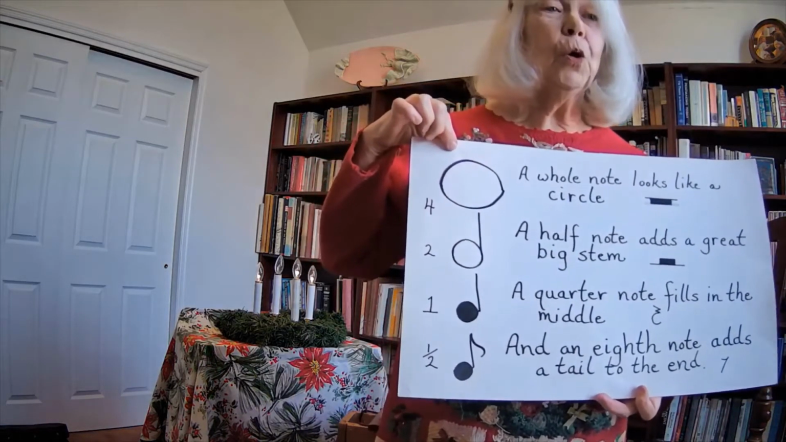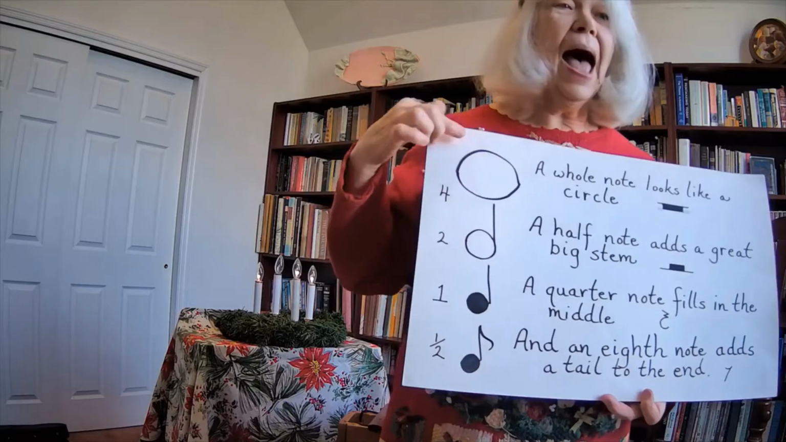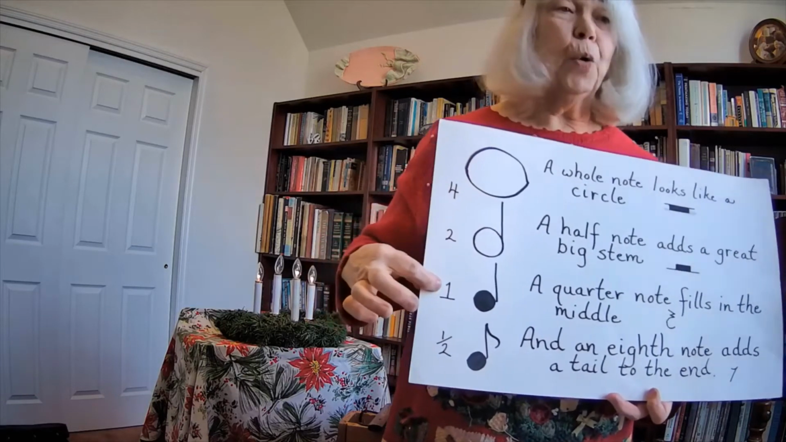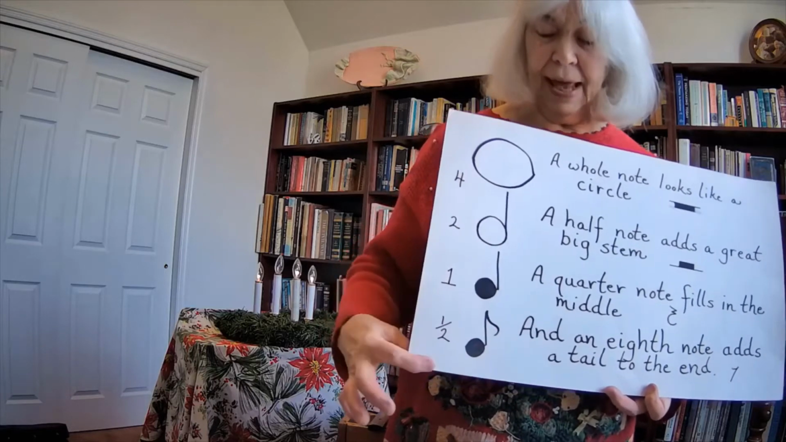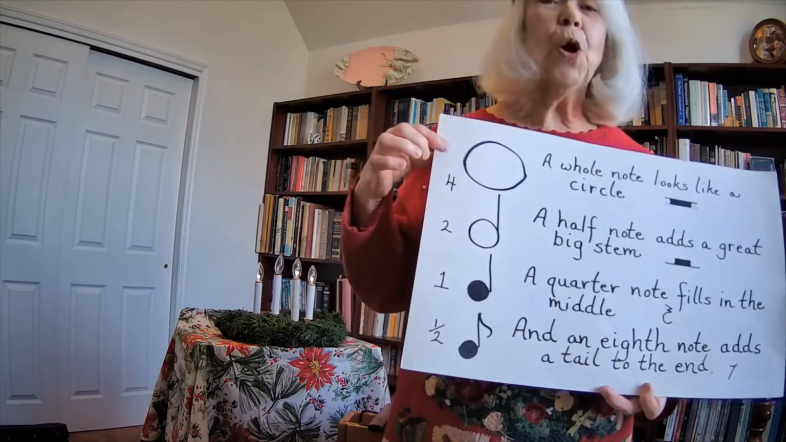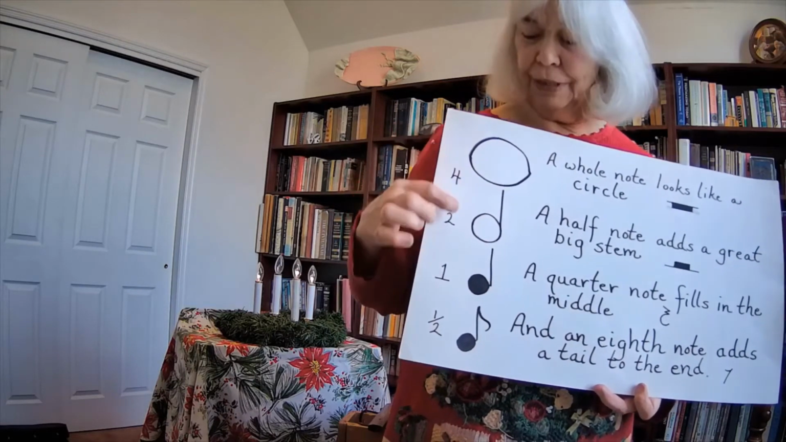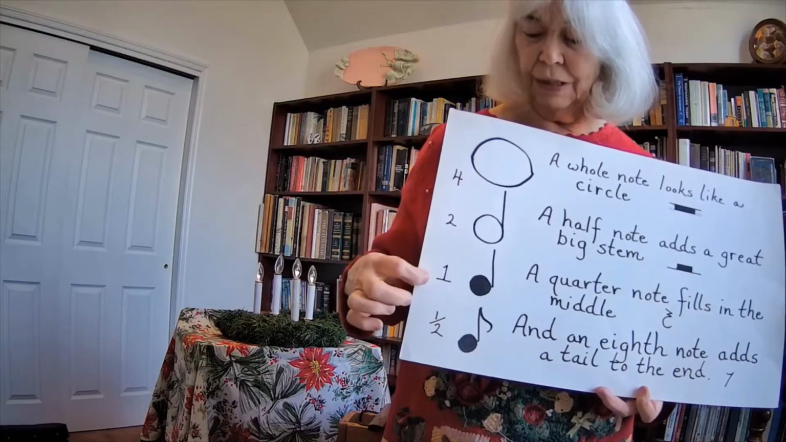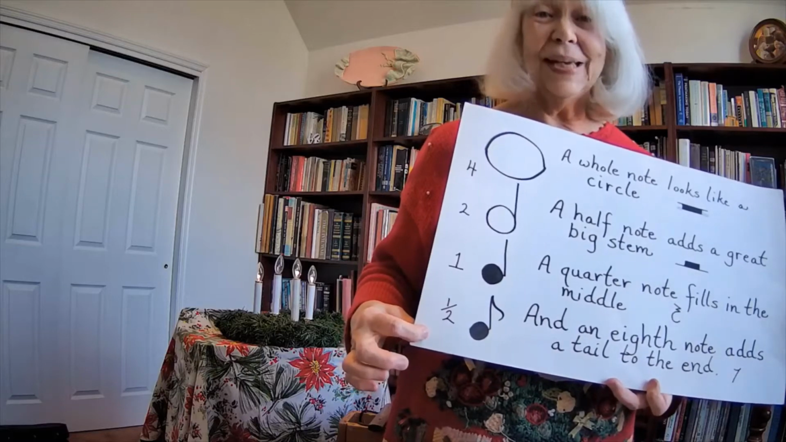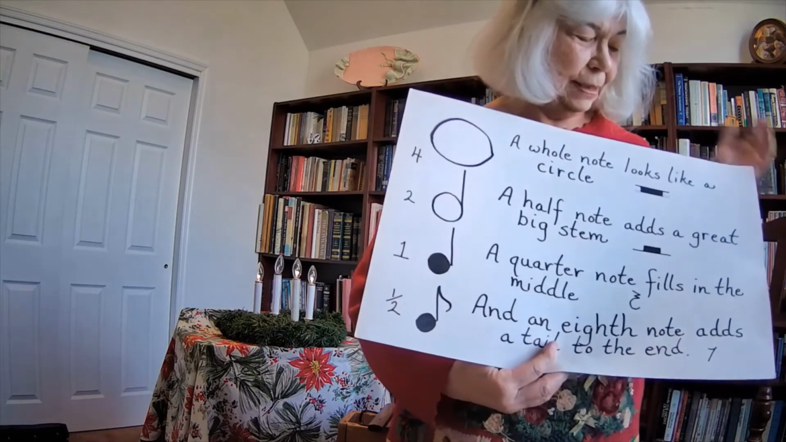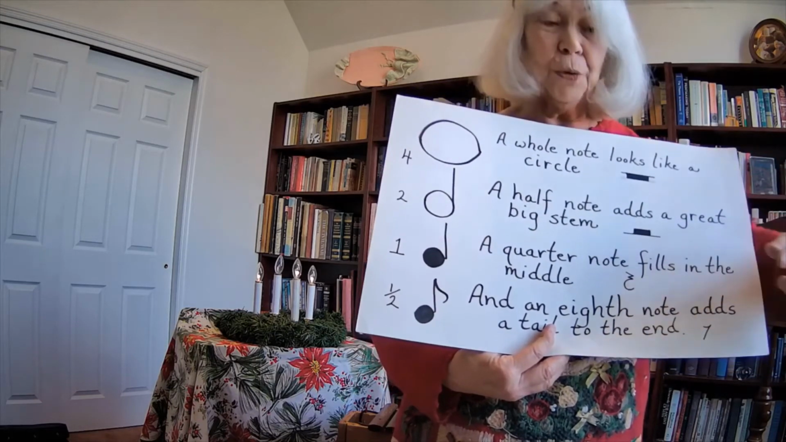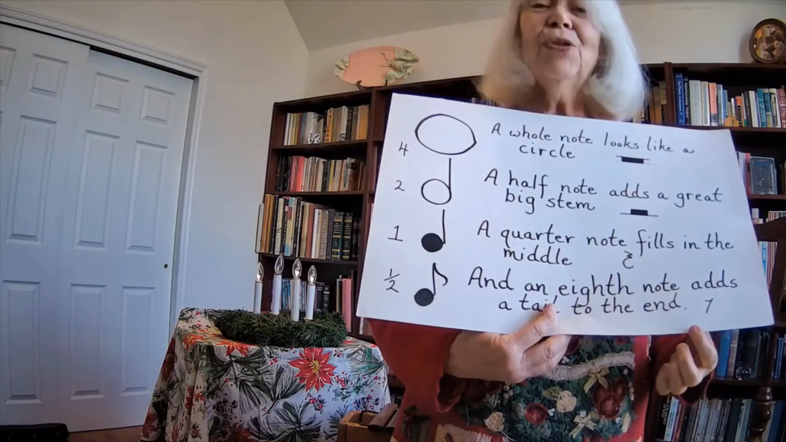A whole note looks like a circle. A half note adds a great big stem. A quarter note fills in the middle. And an eighth note has a tail at the end. And the whole note is a long four-beat note, the half note, the two beat note, a quarter, a one beat, and the eighth note, a half a beat. And we can't forget the rests. There's the whole rest, the half rest, the quarter rest, and the little eighth rest.